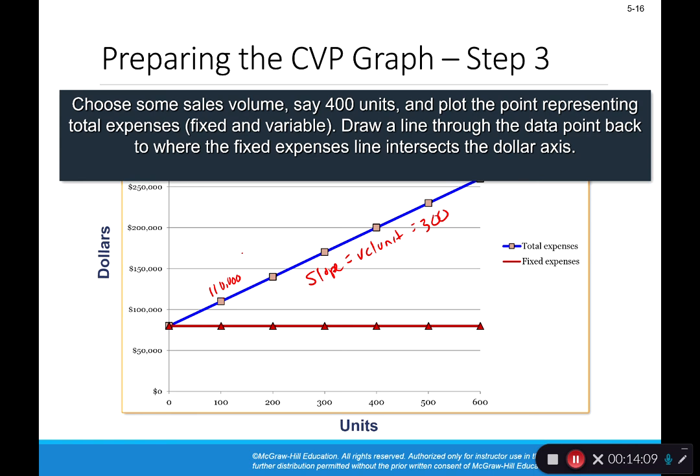And that would be the same trend for every 100 units we go up, we're going to end up going up another $30,000. So this would represent 140,000 at this dot, and then 170, 200 right on the line, and then 230, and so on. So that represents our total expenses.